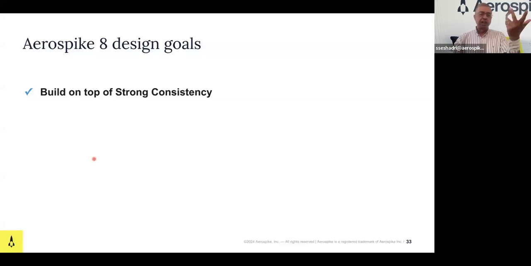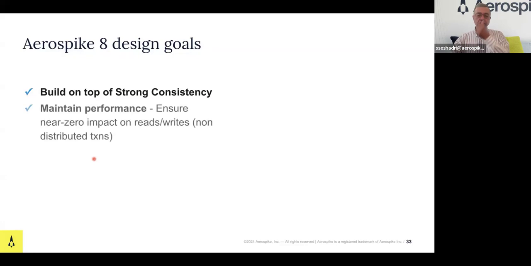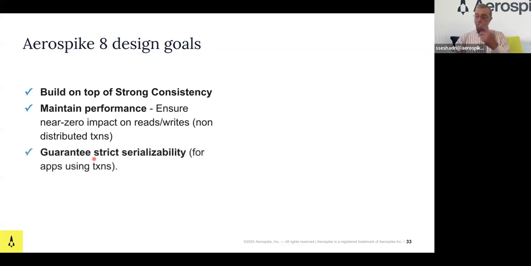So the way we built Aerospike 8, the one that has this distributed transaction capability, is on top of strong consistency, or the linearizability that I just talked about. We are very well known for having very high performance reads and writes, and we didn't want distributed transactions to have any impact on that performance. So we had to design this in such a fashion that single record reads and single record writes were still at the same performance. We wanted to guarantee strict serializability.